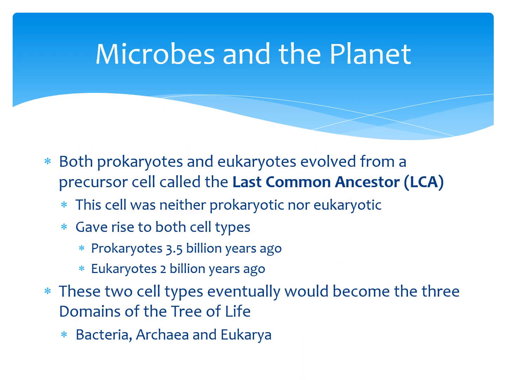I mentioned before that prokaryotic and eukaryotic cells that we have today evolved from this initial cell called the last common ancestor, or the LCA. This cell was neither prokaryotic nor eukaryotic, but it gave rise to both types of cells, and it would be good for you to know when that did happen. These two types of cells, prokaryotic and eukaryotic, eventually would become the three domains of the tree of life. And the tree of life is going to be like a gigantic family tree for all living organisms on Earth, which I'm going to show you next.